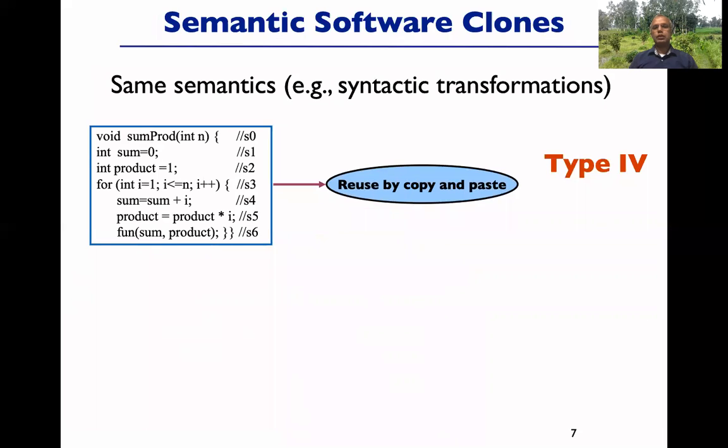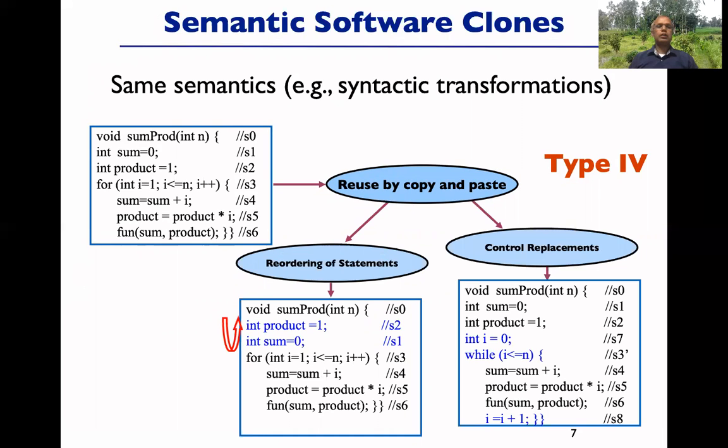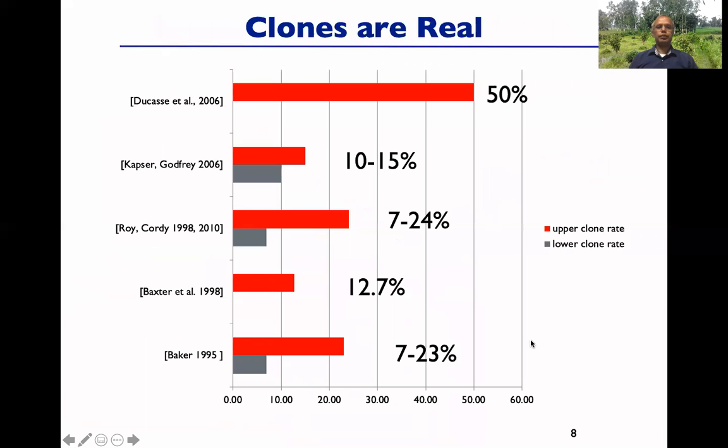And there is another one which is called type 4. They might not be similar by their syntax, but they might be functionally similar. For example, look at this example, this is a for loop and this is a while loop. So this is called type 4.